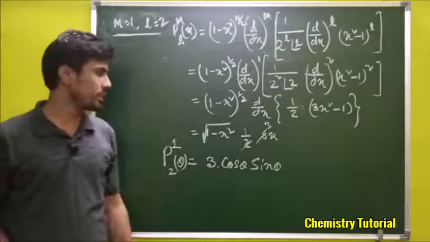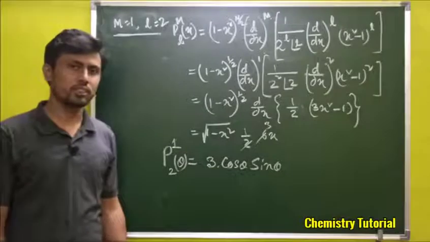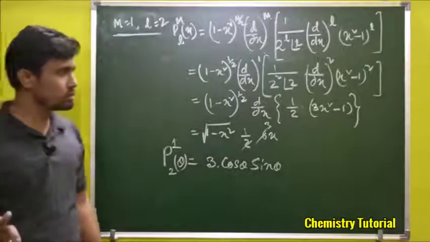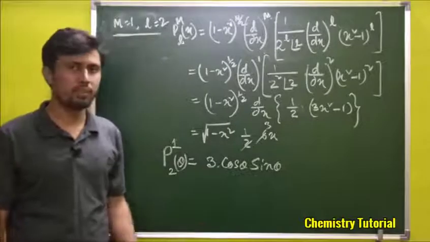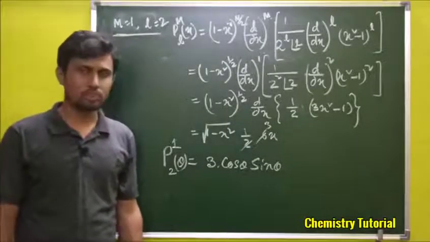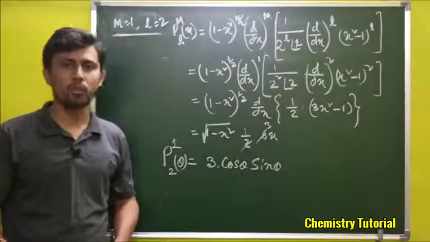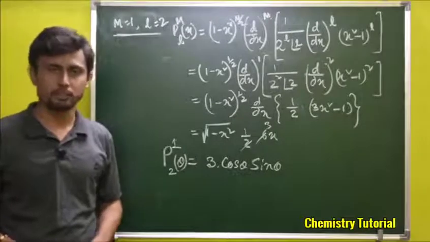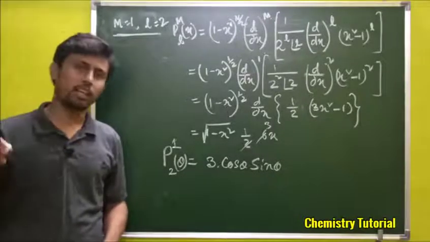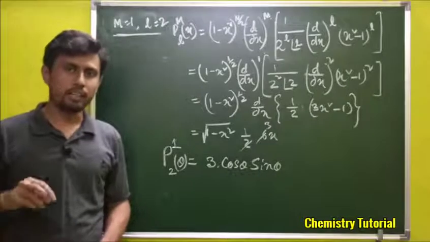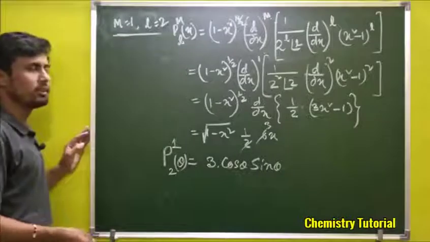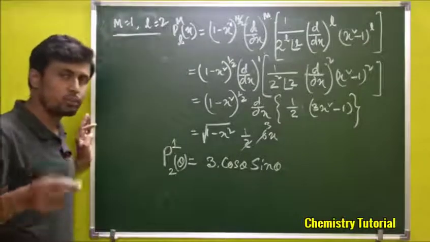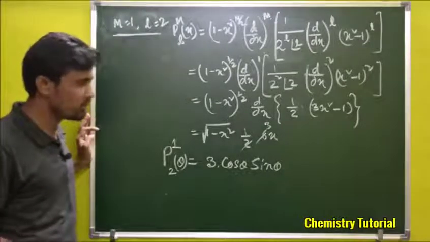Here I am not calculating the normalization constant, so you do it on your own. The normalization constant is very easy to calculate. I have already given the formula to calculate the normalization constant. It is generally given by N equal to twice L plus 1 divided by 2, L minus m factorial divided by L plus m factorial, whole to the power half. So you can do it on your own.